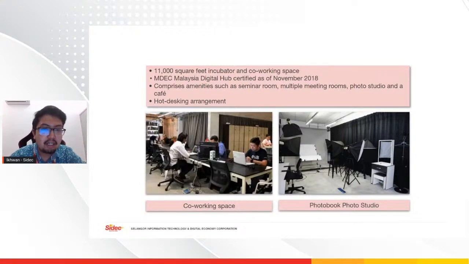As you can see here, there are several co-working spaces and a photo booth studio. And for your information, our co-working space is quite the cheapest around the Klang Valley, at around 100 ringgit only. So later, if you want to make any inquiries or come to visit, you can send an email first to info@cdec.co.my if you want to seek a quotation.